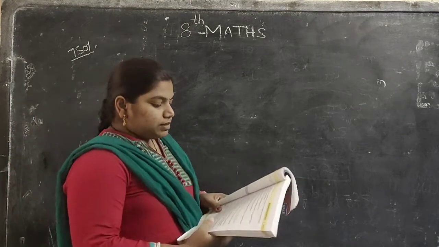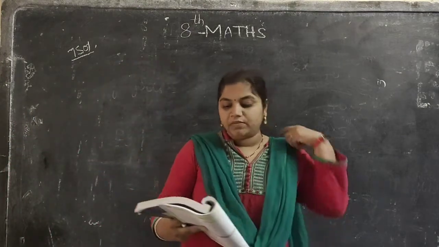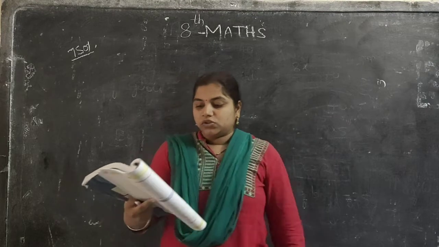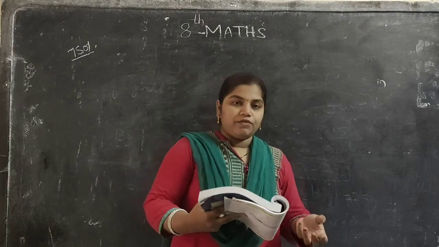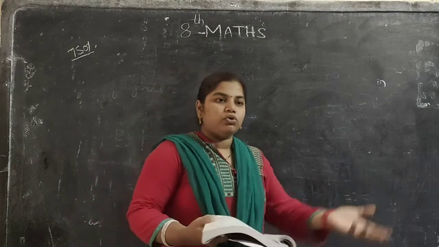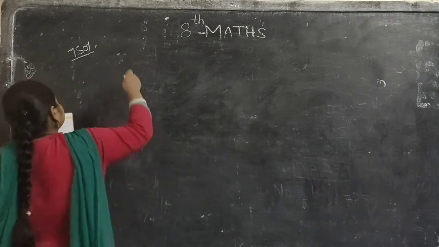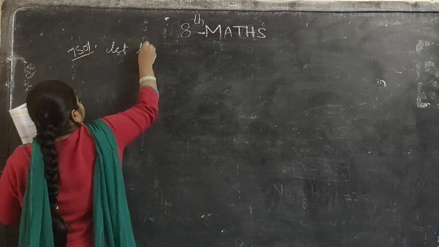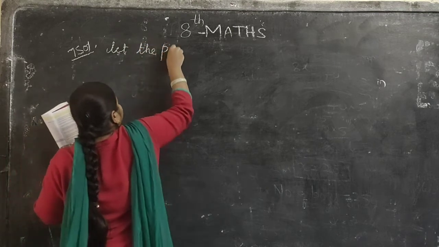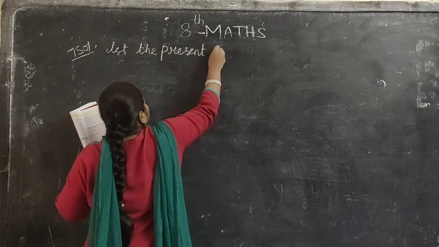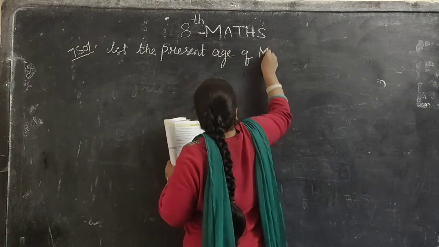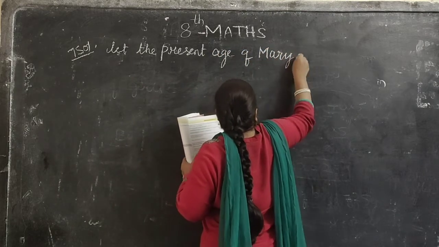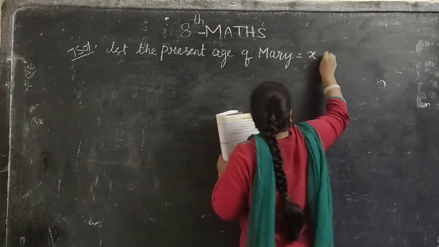After 15 years, Mary's age will be 4 times her present age. So they are talking about after 15 years. So first what we have to find is the present age, which we don't know. So first we will take the present age as x. So let the present age of Mary be x years.